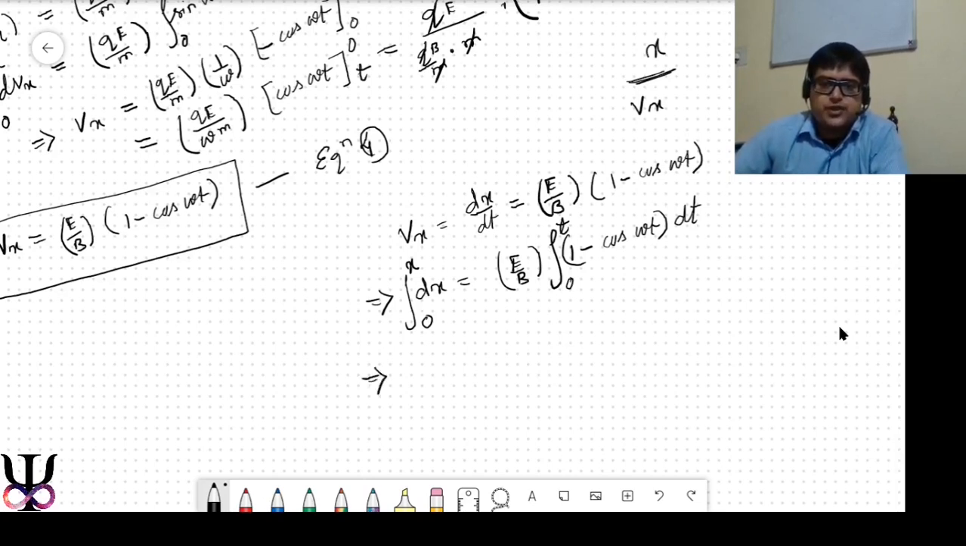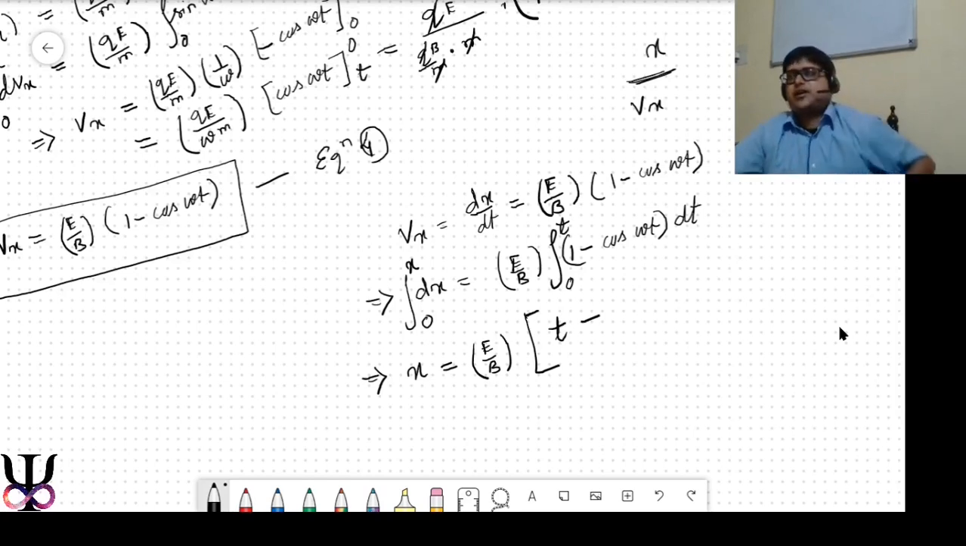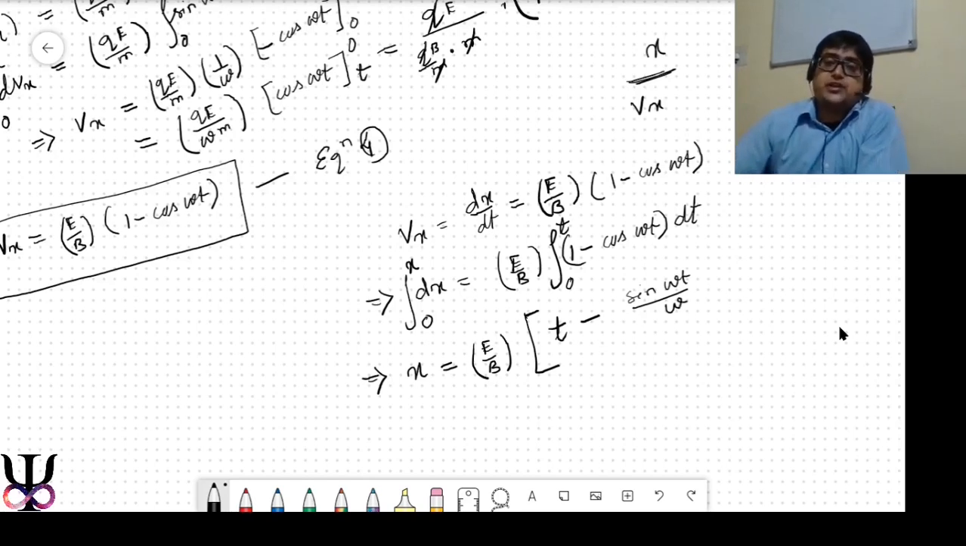Now if you do the integrations on both sides, you're going to find x is E upon B. Now this is going to be something bigger, so you're going to have to integrate first the 1 times dt, which is eventually going to give you t, and then minus integration of cos of omega t, which is always going to be sine omega t by omega, so it's going to be sine of omega t upon omega. And as you put limits from 0 to t, the 0 is just simply going to make sine omega t as 0, so the only thing would be sine omega t by omega. Try it, you're going to find the same thing.